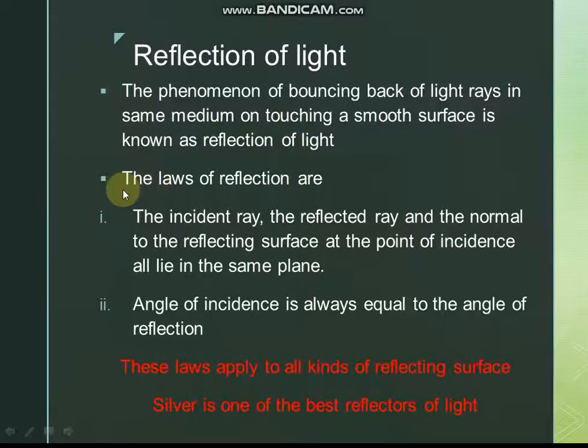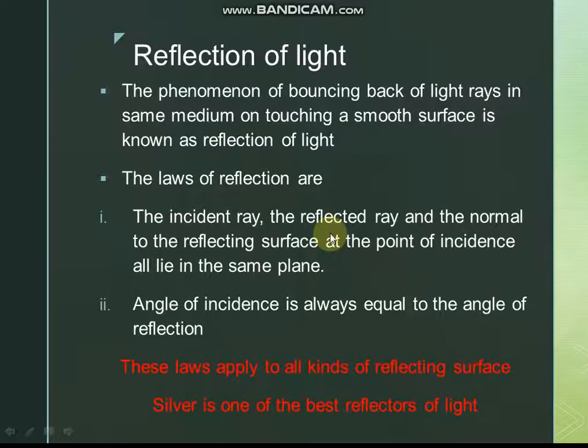So let's see. The laws of reflection are: the incident ray, the reflected ray, and the normal to the reflecting surface at the point of incidence all lie in the same plane. Take for example a shiny surface, and when the incident ray comes, the reflected ray goes out, along with the normal. We'll see it later in the video. The angle of incidence is always equal to the angle of reflection. These laws apply to all kinds of reflecting surfaces, and silver is one of the best reflectors of light.